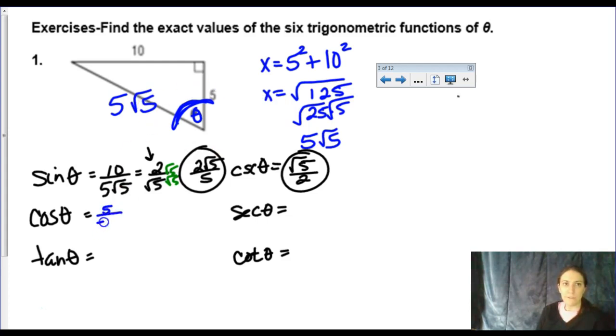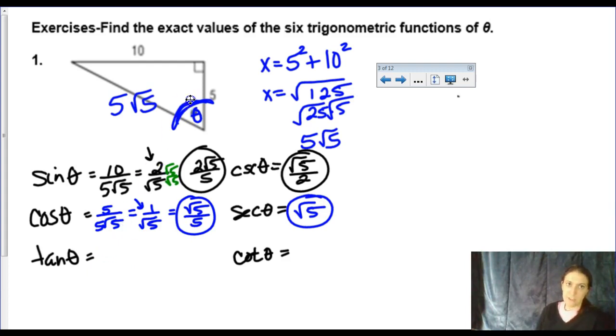So 5 over 5 square roots of 5. The 5's cancel, but we'd never leave our answer in PreCalc as 1 over square root of 5. We'd multiply numerator and denominator by square root of 5, and we'd get square root of 5 over 5. So again, I'm going to back up to this step right here. The reciprocal, secant, would be square root of 5 over 1, better known as just square root of 5.